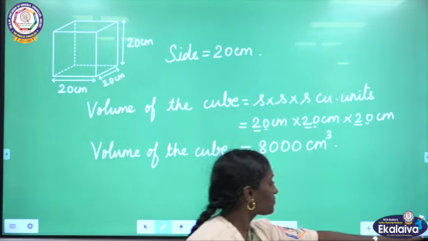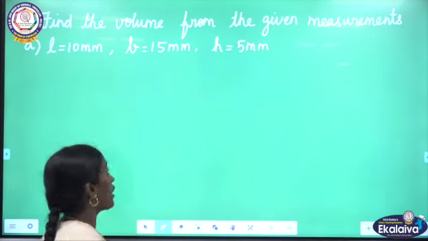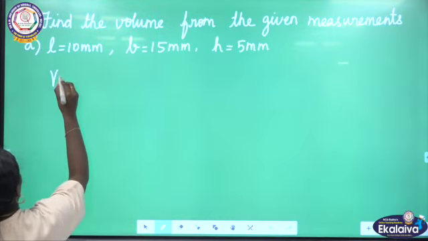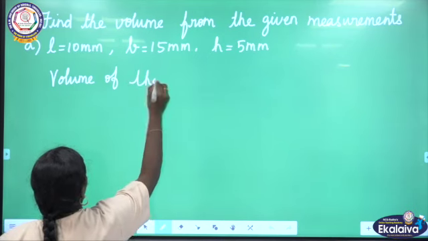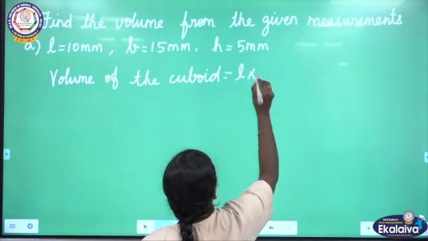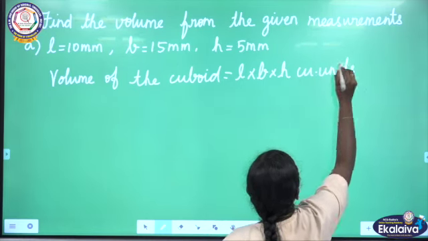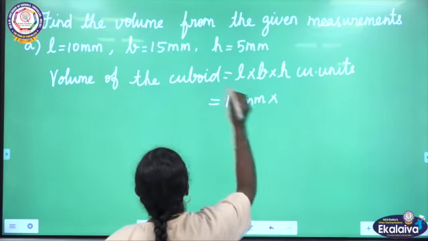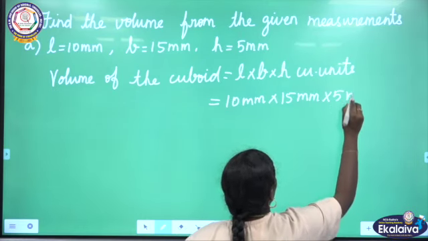Is it clear, children? The next one, the measurements are given. We are going to find the volume of the cuboid. Here length, breadth and height. So this is the cuboid. So first we have to write the formula. Volume of the cuboid is equal to length into breadth into height cubic units. Okay, here length is equal to 10 millimeter into breadth 15 millimeter into height 5 millimeter.